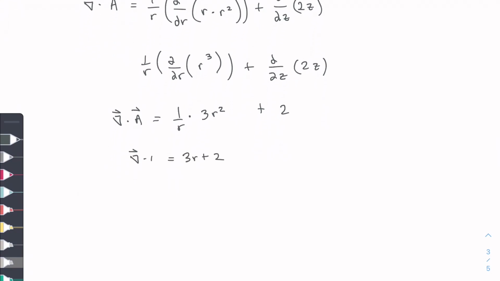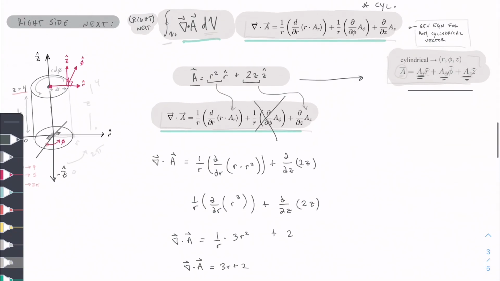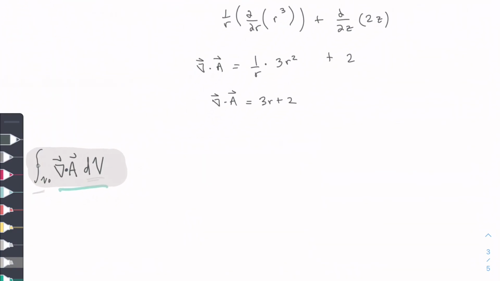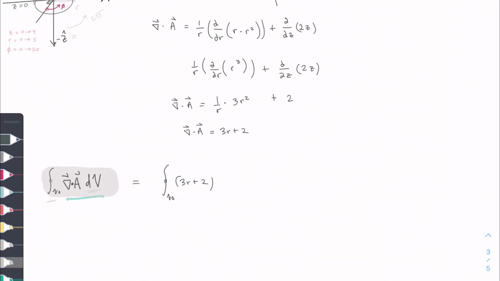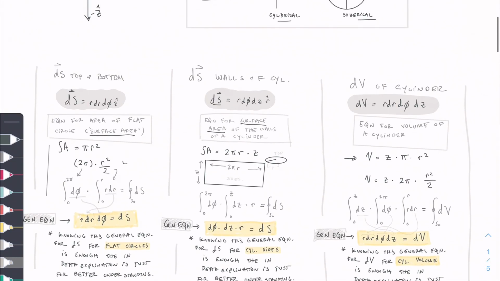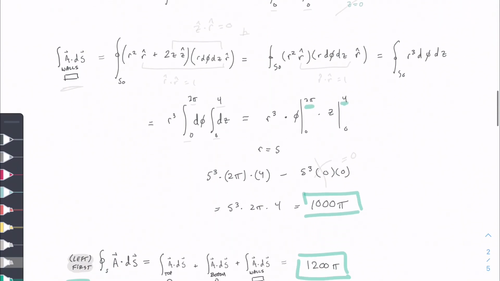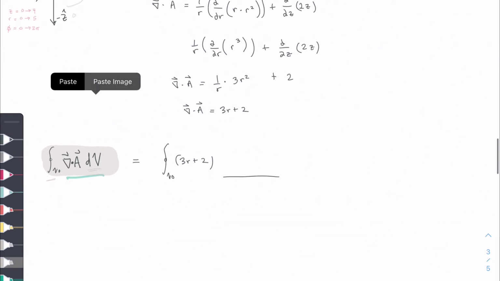Okay, now that we have this del dot A, we're going to plug it into our general expression here with our dv, and we're going to find the bounds of our dv expression and then integrate. So this is our del dot A, and we're simplifying. We always simplify before we integrate, and then we're going to get that dv. So I'm going to take the dv that we introduced before up here, and again, this is a general dv expression for a cylinder, and I'm going to go ahead and use that here.